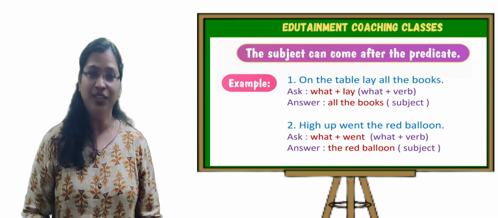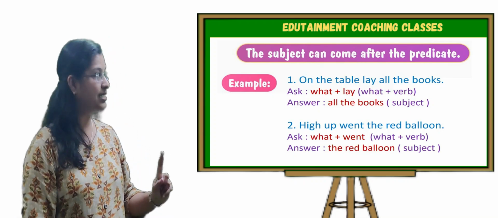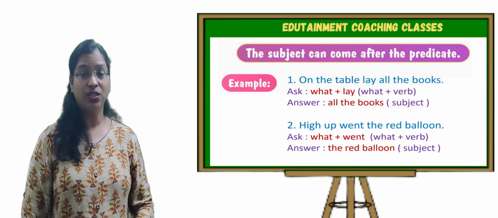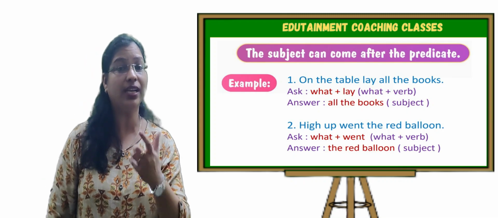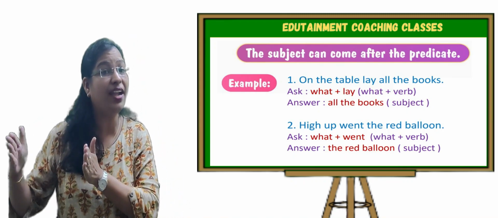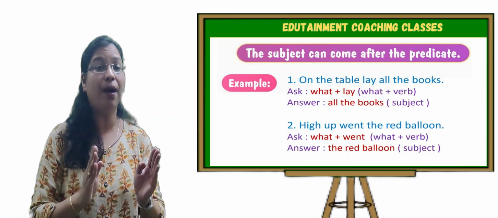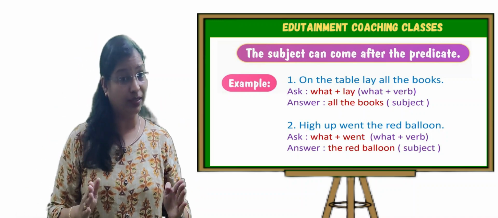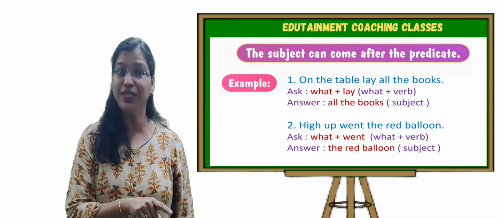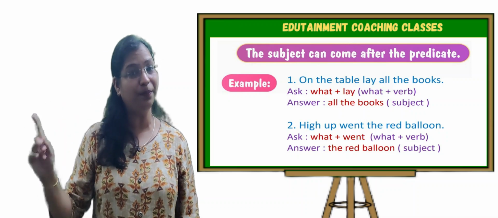All the books. So all the books here is the subject. So you can see here the subject is coming at the end of the sentence. On the table lay, that part is the predicate. So keep in mind the subject can come after the predicate.